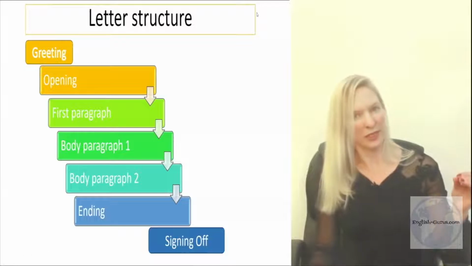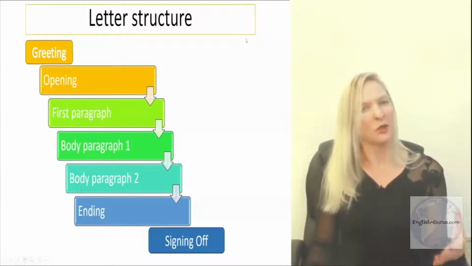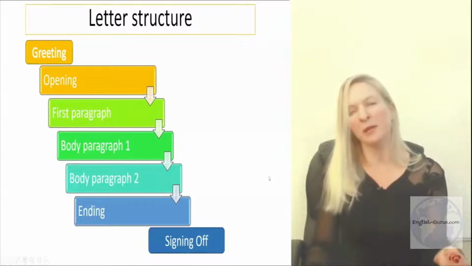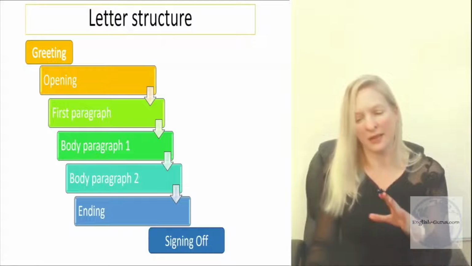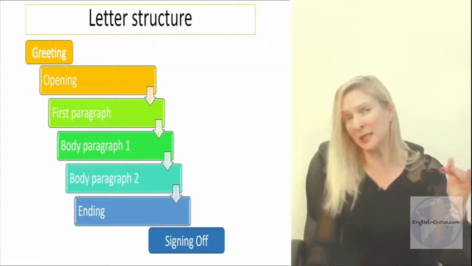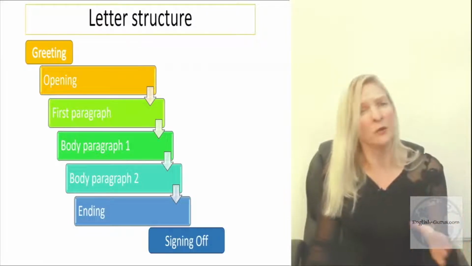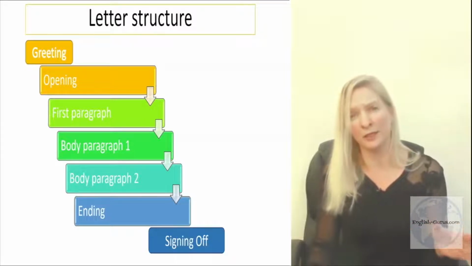So today in this video, I'd like to look at an example and we'll go through the structure of how to write your letter and all the typical expressions that you can use again and again in various types of letters. So let's look at the structure. You start with your greeting, your opening statement, your first paragraph, then main body paragraph 1, main body paragraph 2, your ending statement, and then you're signing off. That's the structure that you can use again and again for any formal or informal letter.